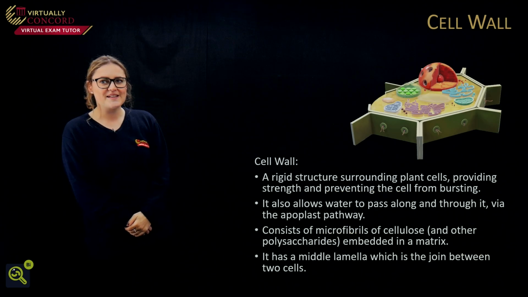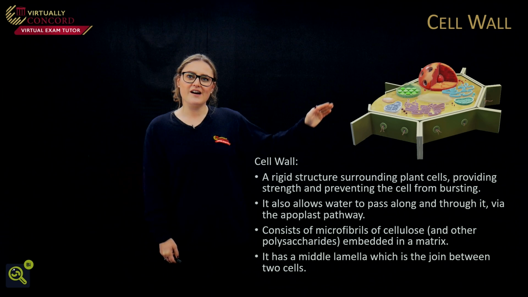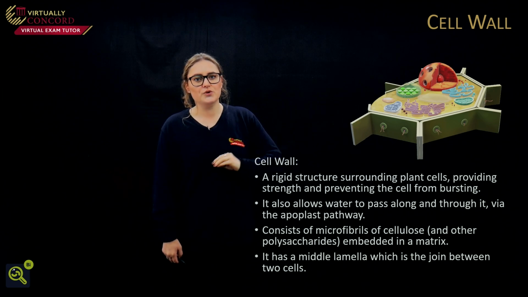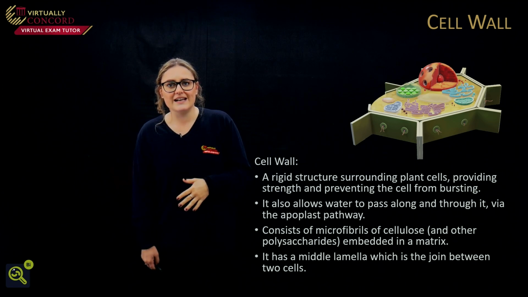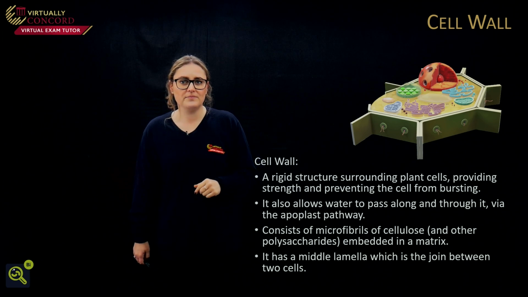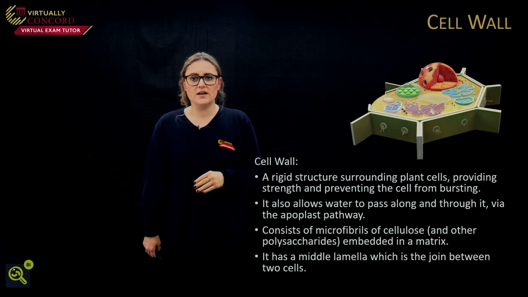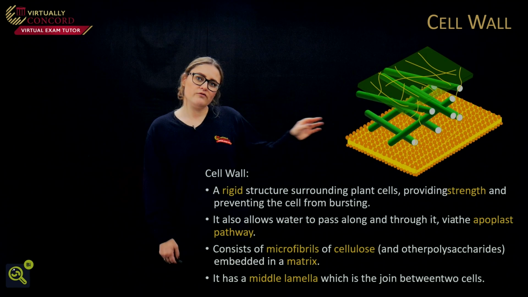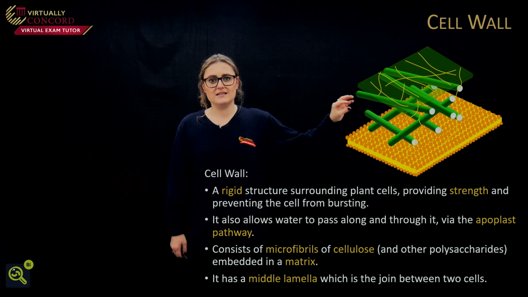The other thing in a plant cell that provides strength and rigidity is, of course, the cell wall. Now, this surrounds the outside of your plant cell, and along with providing strength and rigidity, it also prevents your cell from bursting. Its other function is that it allows water to pass along it in something called the apoplast pathway. You'll learn more about this when we look at transpiration of water and the root structure system. Now, it consists of microfibrils of cellulose and other polysaccharides like hemicellulose embedded in this matrix in the middle.